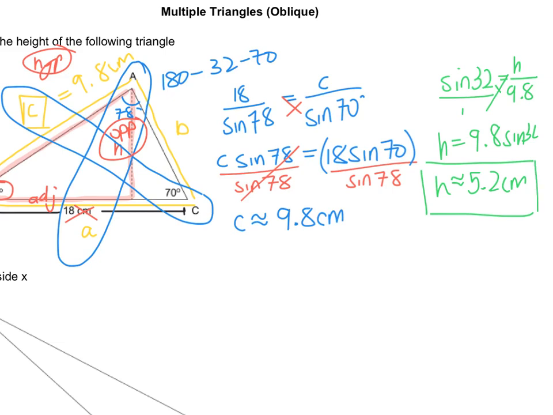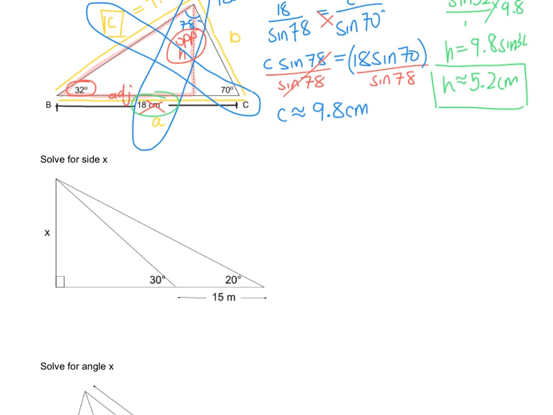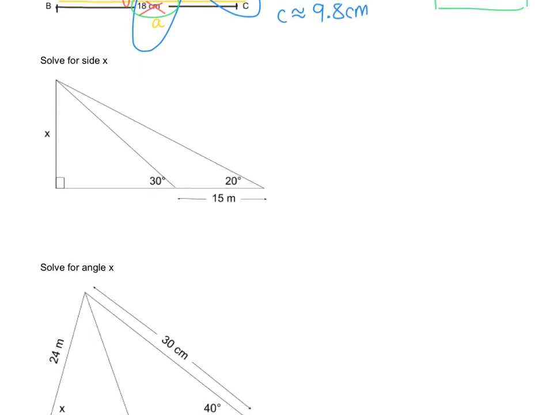Now we can always extend this and actually find the area of this triangle ABC. Because I have the height and the base was given to me as that 18 centimeters, I can do the base times the height divided by 2 to actually get the area. Let's go on to the next one. So here we are trying to solve for side X.